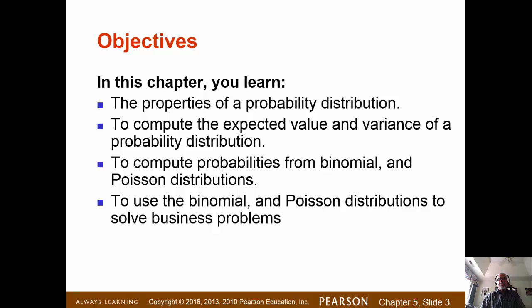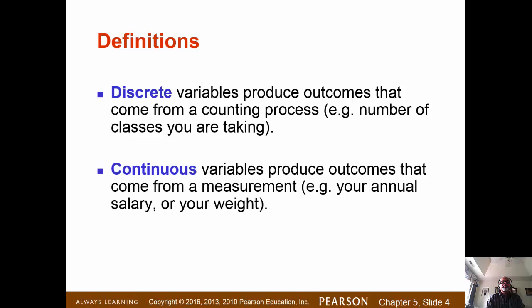Okay, in this chapter we're going to learn about probability distribution, computing expected value and variance of a probability distribution, and then we're going to look at two specific discrete distributions that have formulas for probabilities, binomial and Poisson distribution.